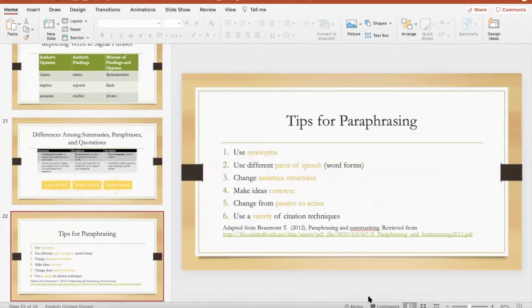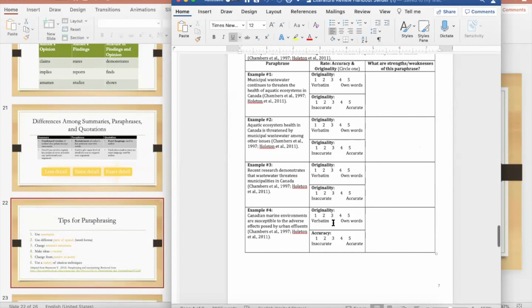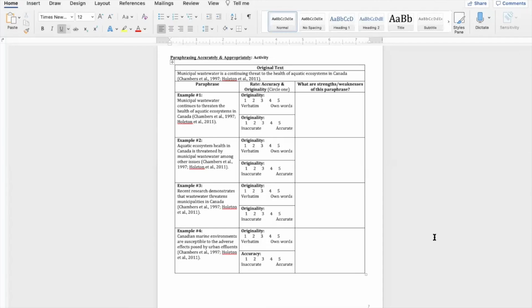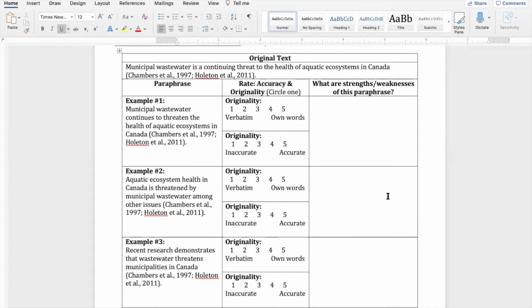Before we go into that, let me go back into my Microsoft Word document. Okay. So here is sort of an example of the dangers of paraphrasing. Let me explain. So at the top, we have an original text.